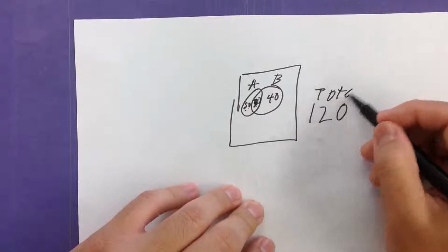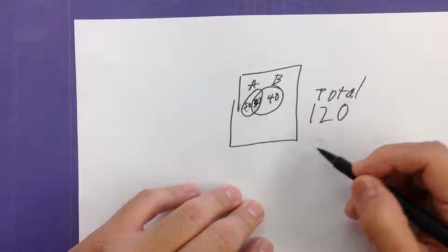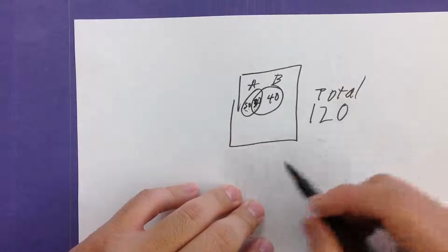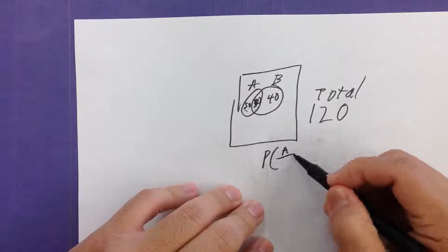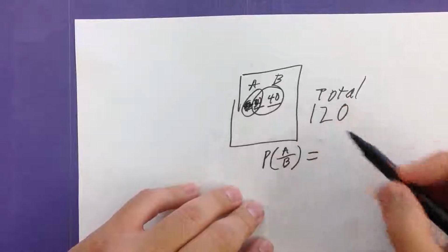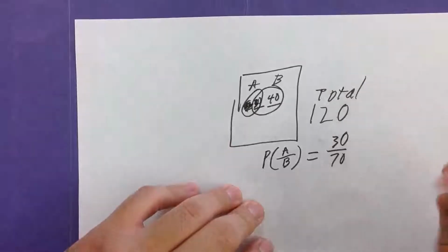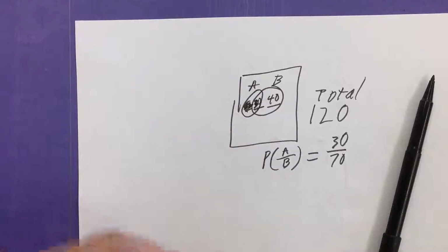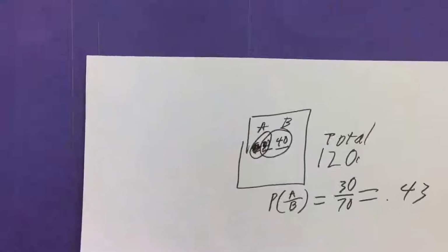So that's the total. Then we have also, if we want to do any probabilities, remember you just take the probabilities that you're looking for, divide them by 120. Or if it says, okay, probability of a student having lunch A given that they have lunch B. So we're only looking at these two numbers. We're not looking at this one. So that's going to be a total of 70. So 30 over 70, which is whatever that is, 37. That's going to be like 43%. And that's about it for that.